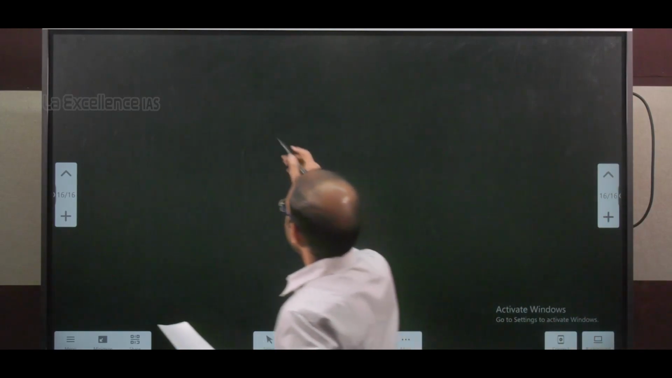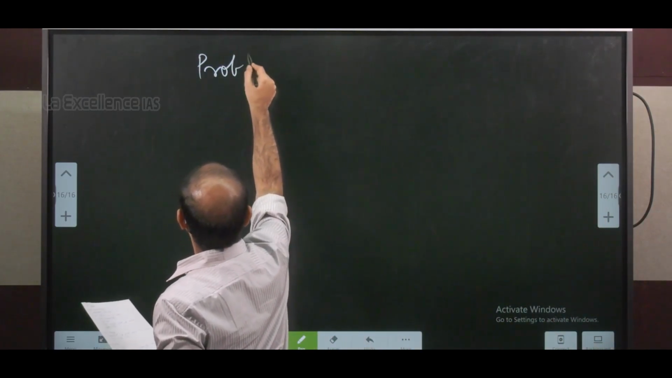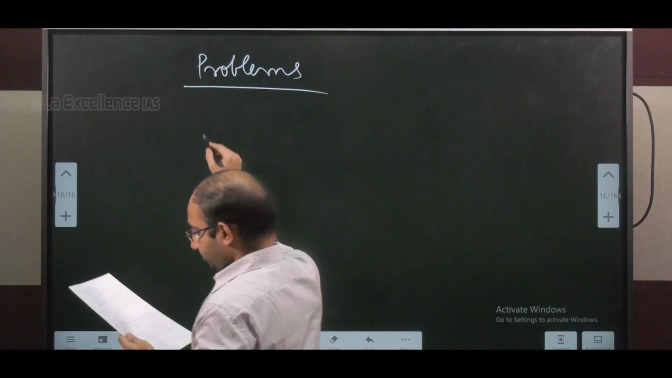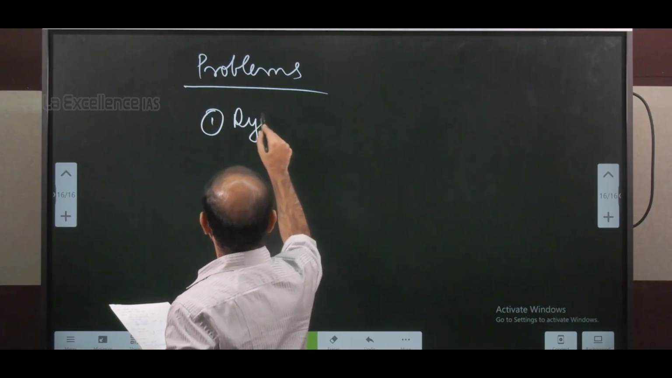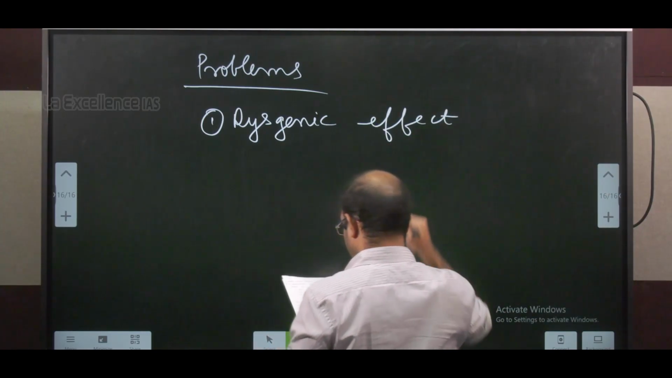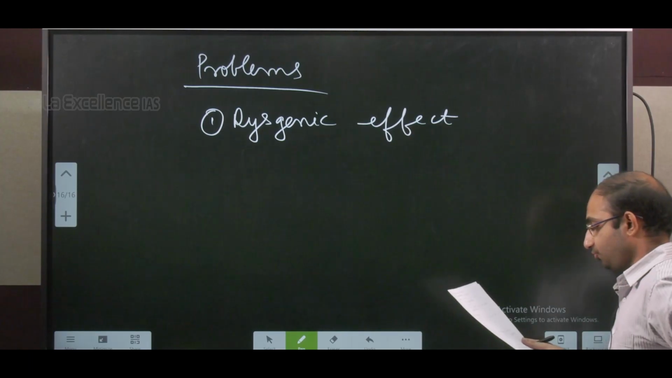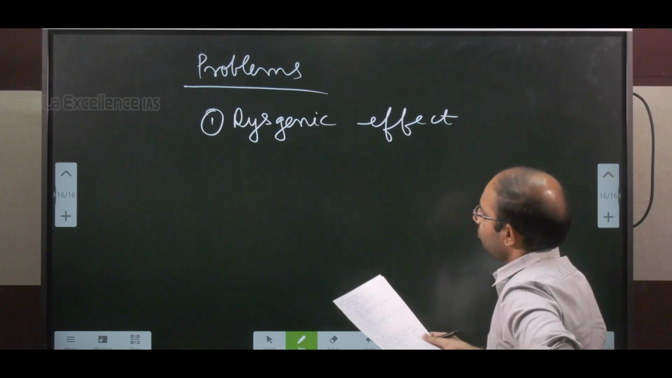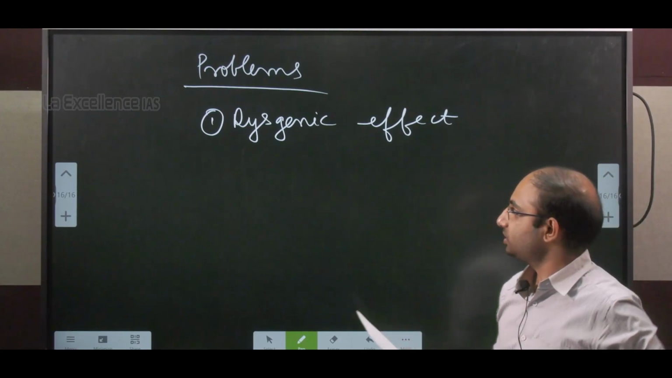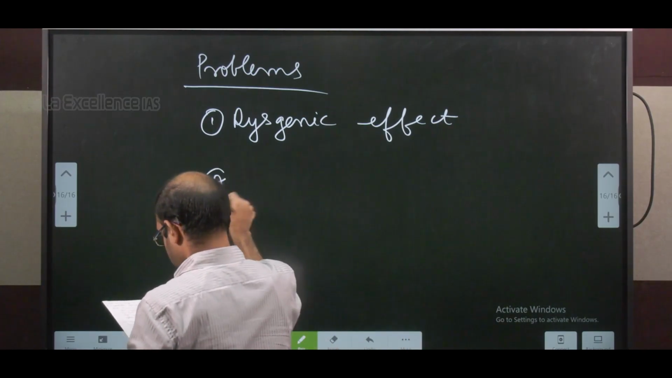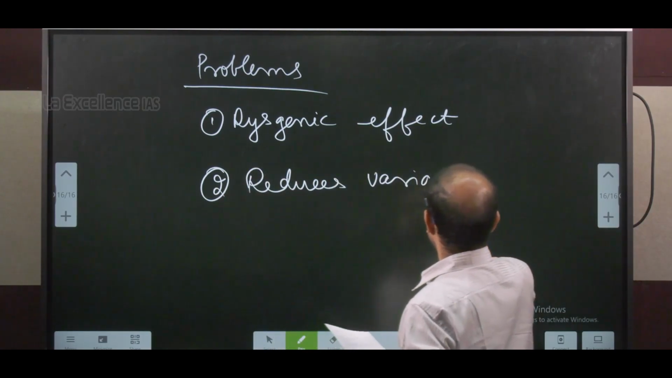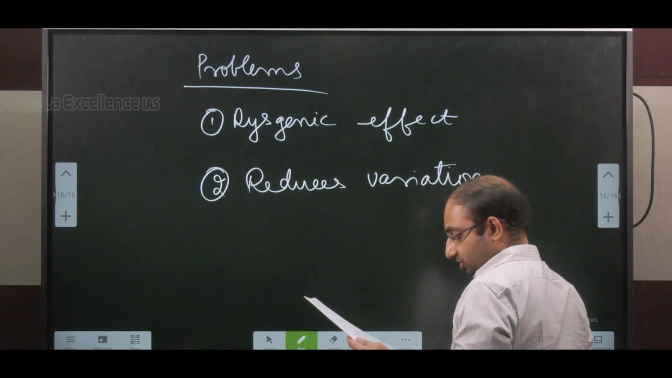And then discuss the various problems that can arise because of eugenics. First is called dysgenic effect. What is happening in dysgenic effect? We are trying to suppress the disease phenotypically, so defective genes continue to be propagated. That is dysgenic effect. Second, this reduces variation, because by calling some genes defective and removing them, you are reducing the variation in the gene pool.